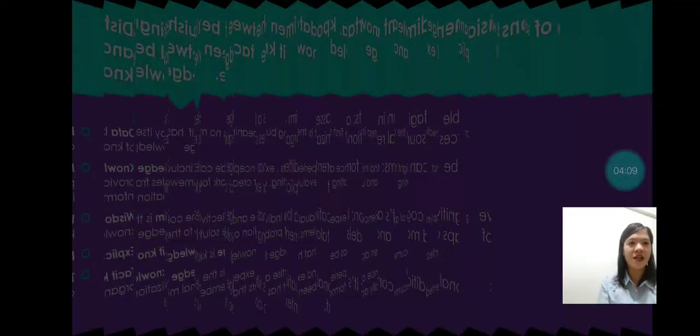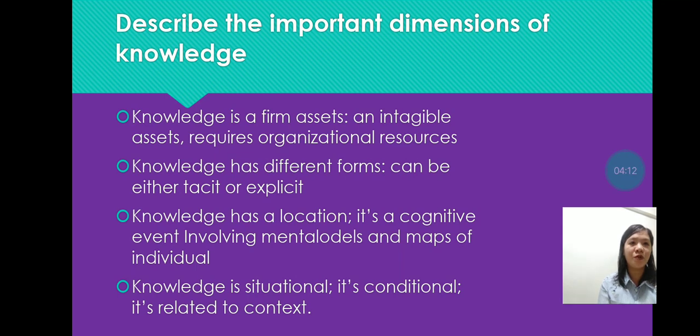For the next question is, describe the information dimensions of knowledge. So, ano nga ba yung mga important na dimension ng knowledge? So, knowledge is a firm asset, an intangible asset that requires organizational resources. Yung knowledge daw ay nakakatulong sa firm or asset ng isang firm.